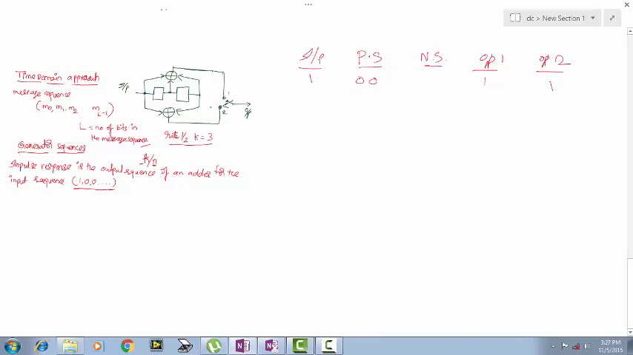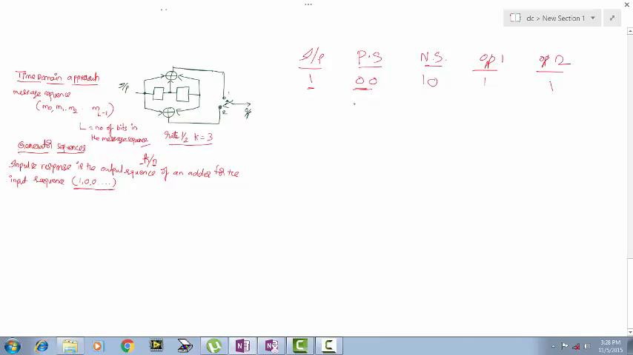Next state means after 1 clock pulse, the input bit present at this point will be shifted to the first memory element, and the content of the first memory element will be shifted to the second memory element. So after 1 clock pulse, when the initial state is 0, 0 with input bit as 1, the next state will be 1, 0. So this is the next state.